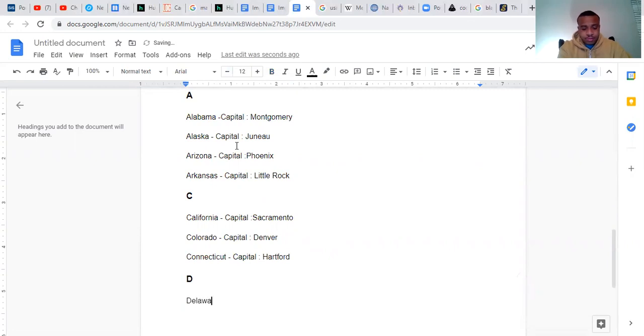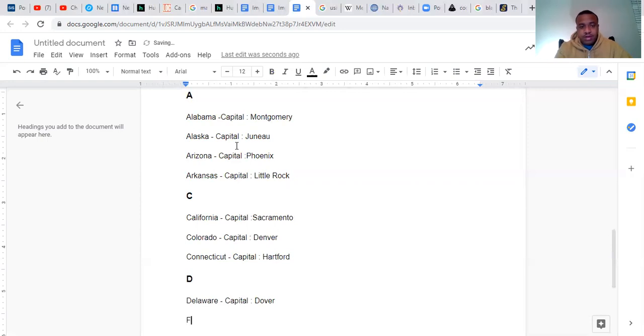Delaware. One of the smaller states in the country. Capital of Delaware is Dover. One of the first capitals in the country. One of the first state capitals. Dover.